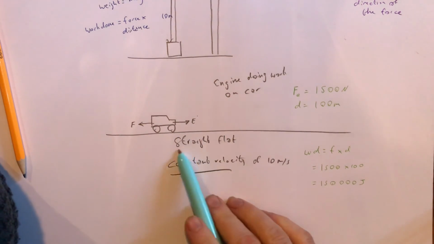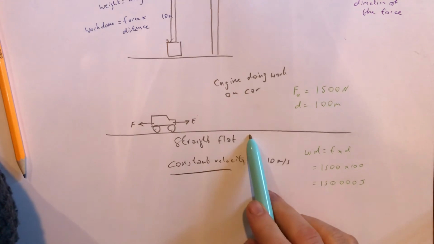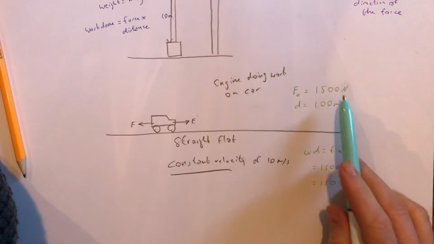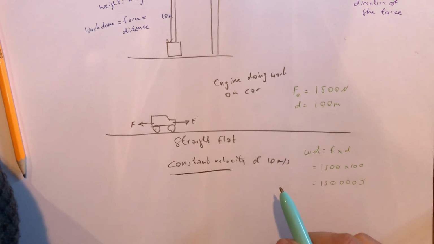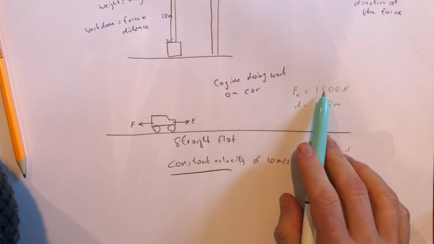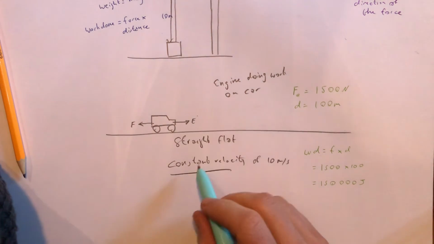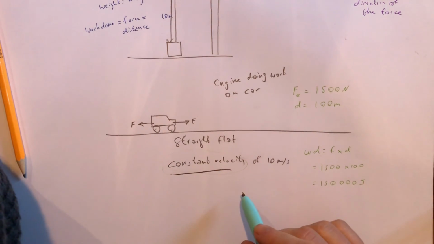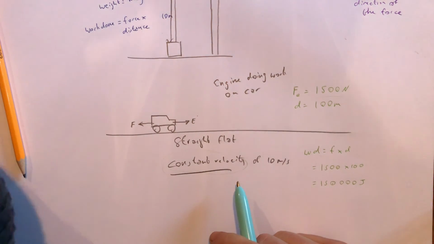So here we've got a car moving at a constant velocity on a straight flat road for a certain distance, and to get the work done, we just multiply the force from the engine by the distance. Another thing we can also work out just by looking at this is the force of friction. Because it's moving at a constant velocity, the force of friction is just this here. So there we go.